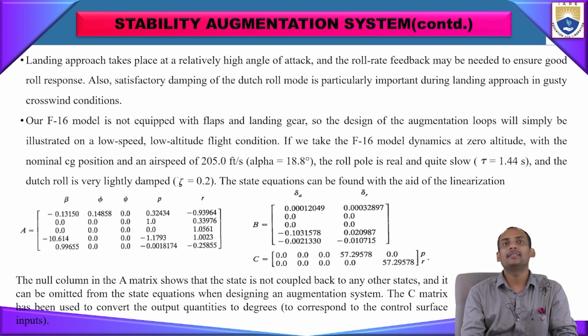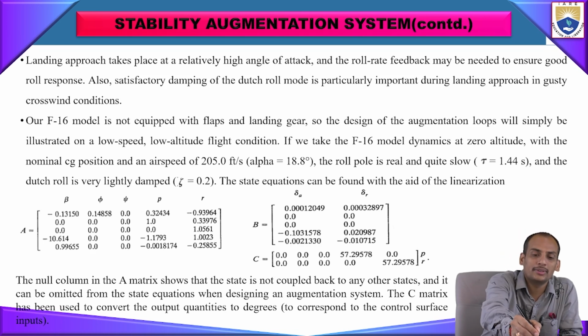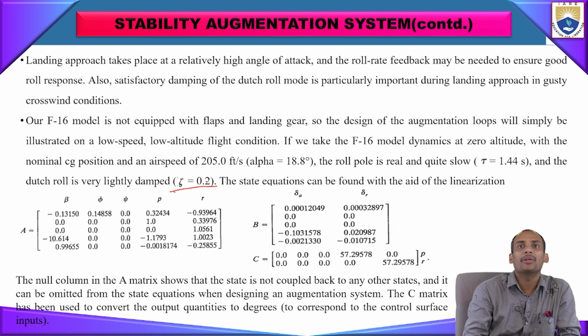So our F-16 model is not equipped with this landing gear. If we take the dynamics at zero altitude with the nominal CG position at an airspeed of 205 feet per second, the angle of attack is 18.8 degrees. The roll pole rate is really quite slow, about 1.44 seconds only. And the Dutch roll is very lightly damped. That means the damping ratio, you see here, is just 0.2 only.